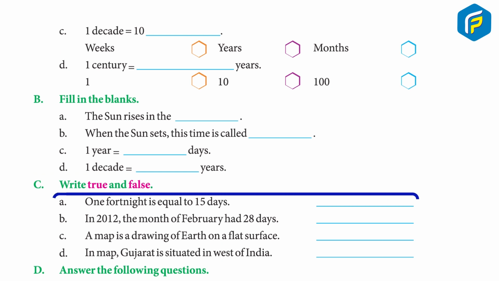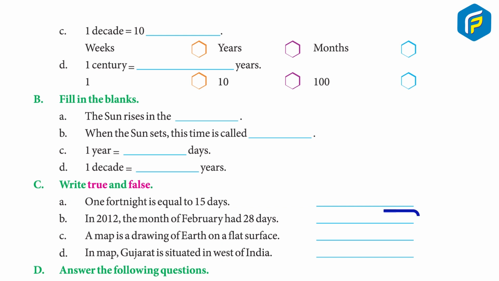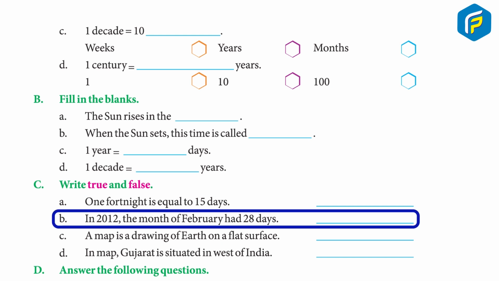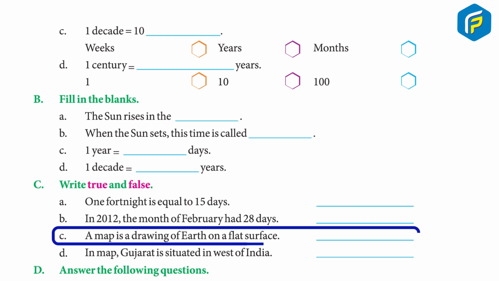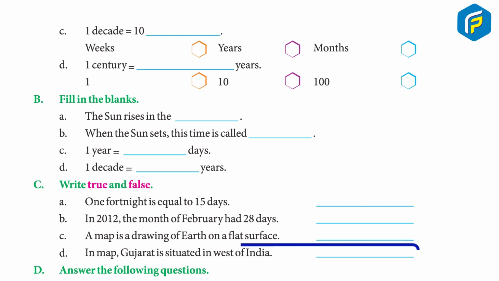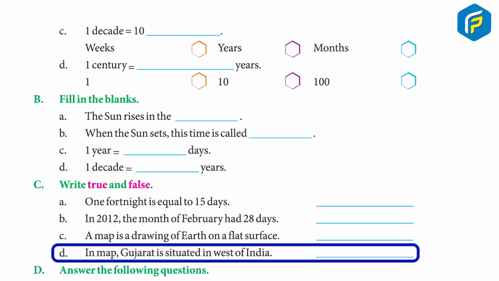C. Write true or false. A. 1 fortnight is equal to 15 days. Answer: True. B. In 2012, the month of February had 28 days. Answer: True. C. A map is a drawing of earth on a flat surface. Answer: True. D. In the map, Gujarat is situated in the west of India. Answer: True.